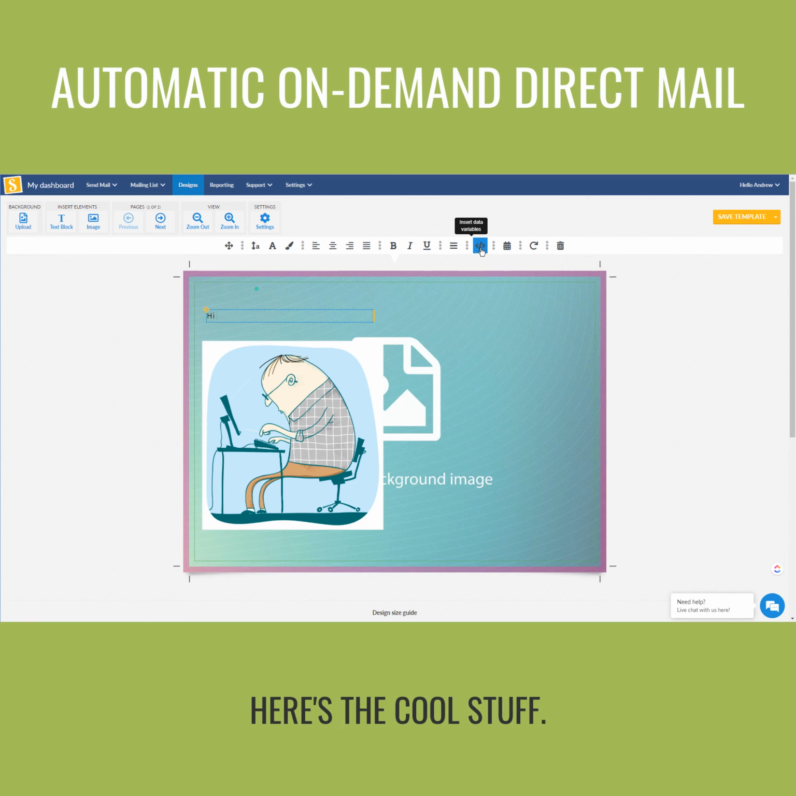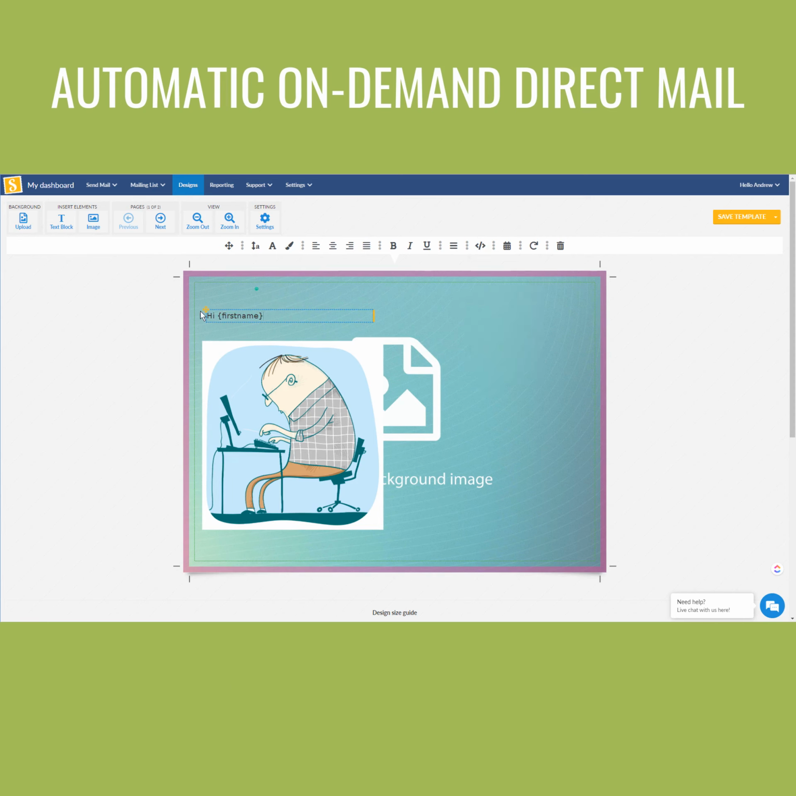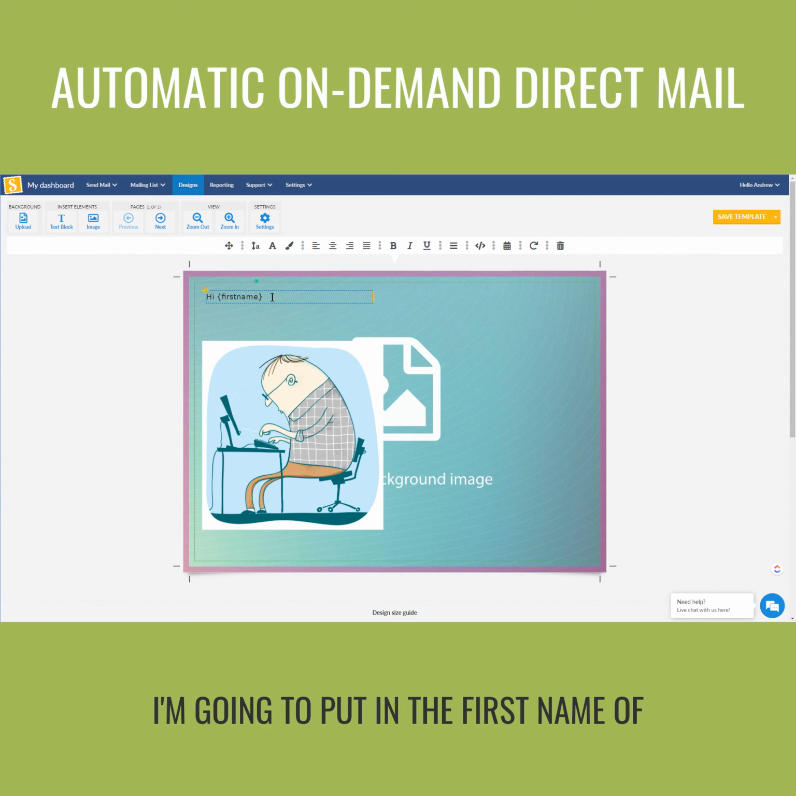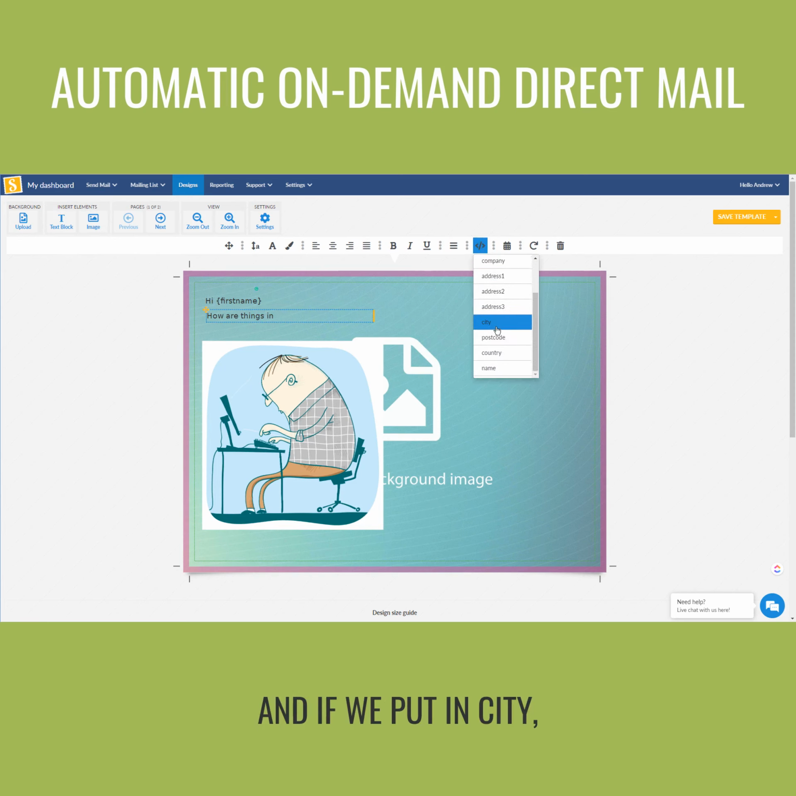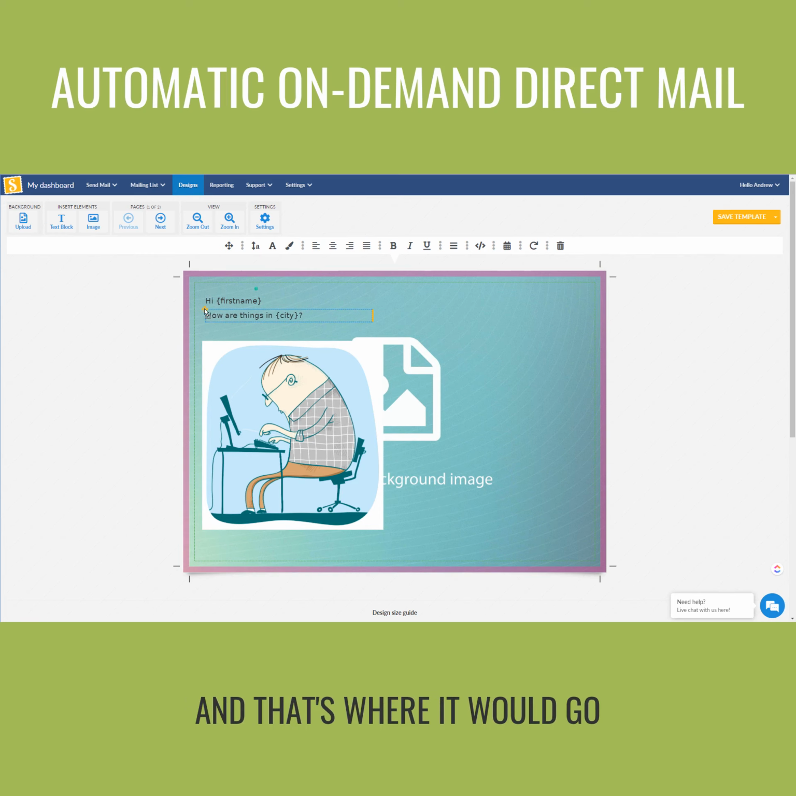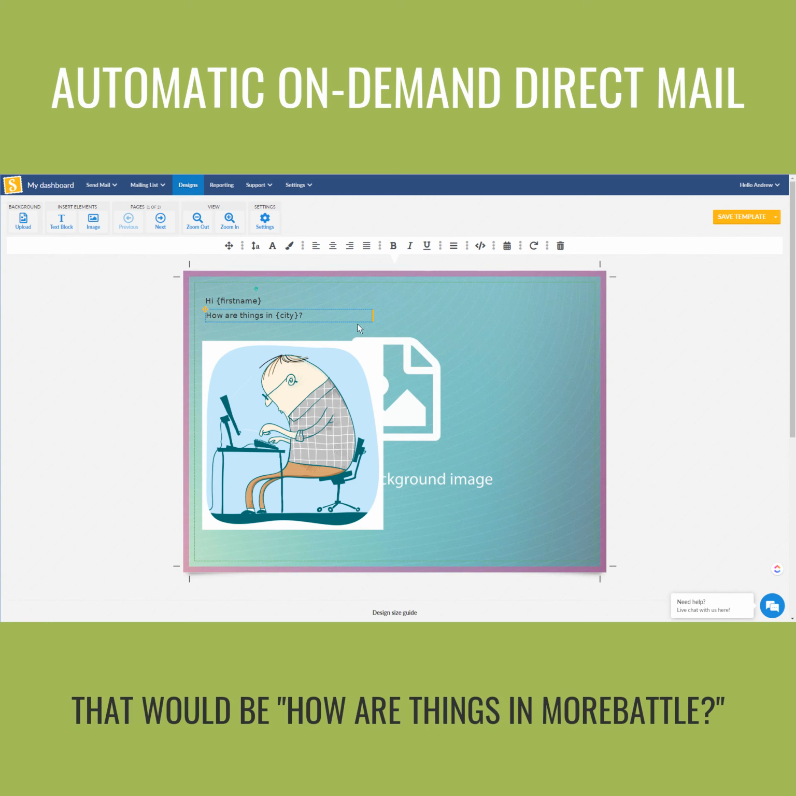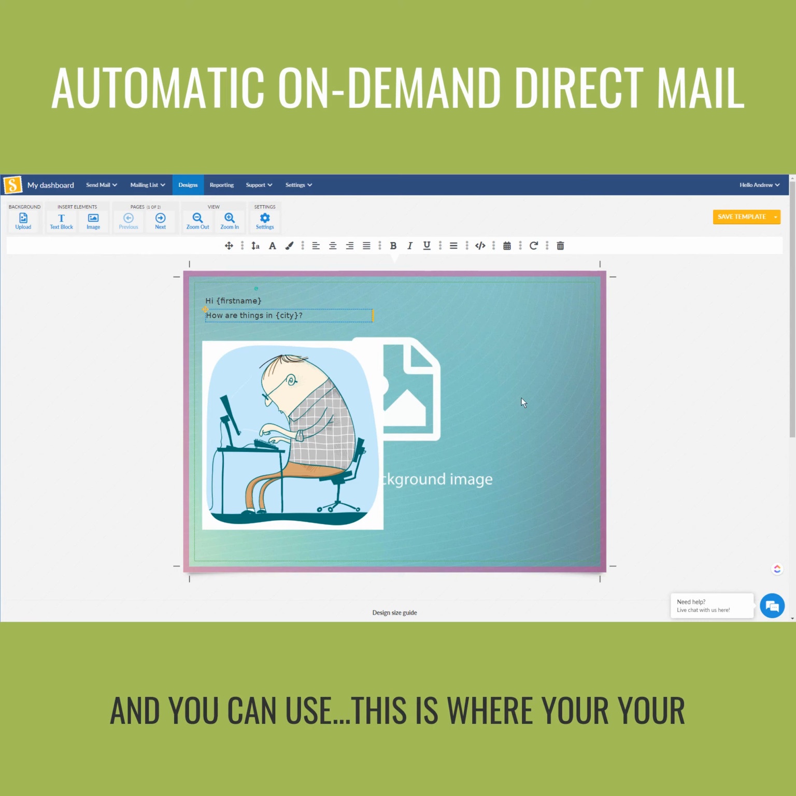And here's the cool stuff. This is where we can put in personalization. So if we put in hi, first name, that's going to put in the first name of the recipient. So in my case, that would be hi Andrew. We put in another text box and we say how are things in, and if we put in city, even though I live in a village, it's still classed as a city, that's where it would go in there. So we can see I live in Moorbattle in the Scottish Borders, so that would be how are things in Moorbattle.